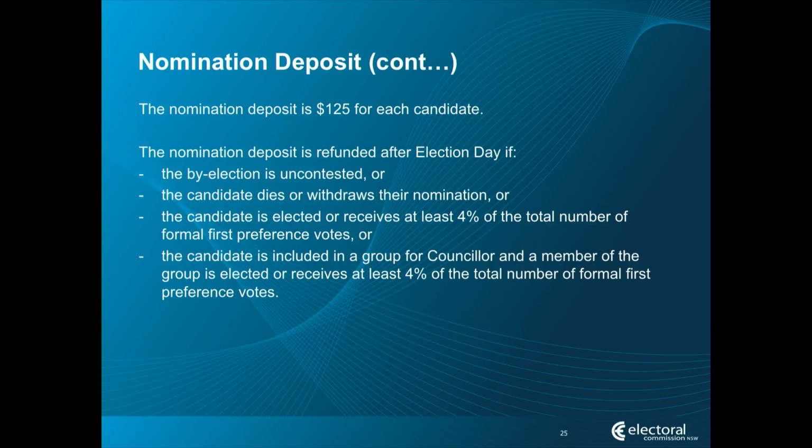The nomination deposit is refunded after election day if the by-election is uncontested, or the candidate dies or withdraws their nomination, or the candidate is elected or receives at least 4% of the total number of formal first preference votes, or the candidate is included in a group for councillor and a member of the group is elected or receives at least 4% of the total number of formal first preference votes.